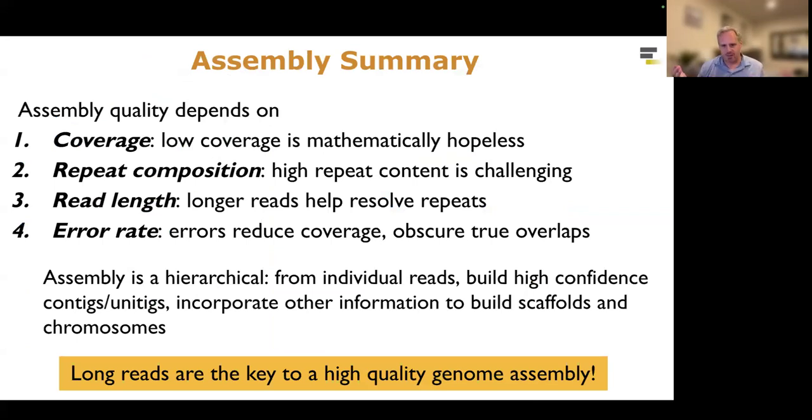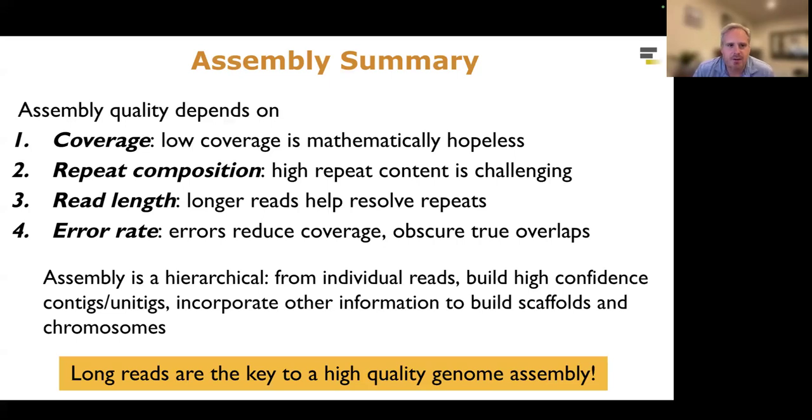We're going to start from individual reads. We're going to build up an assembly graph that will let us build up high-confidence contigs. From those contigs, we can incorporate other long-range information to build up scaffolds. Then we can build up the scaffolds, hopefully, into complete chromosomes.